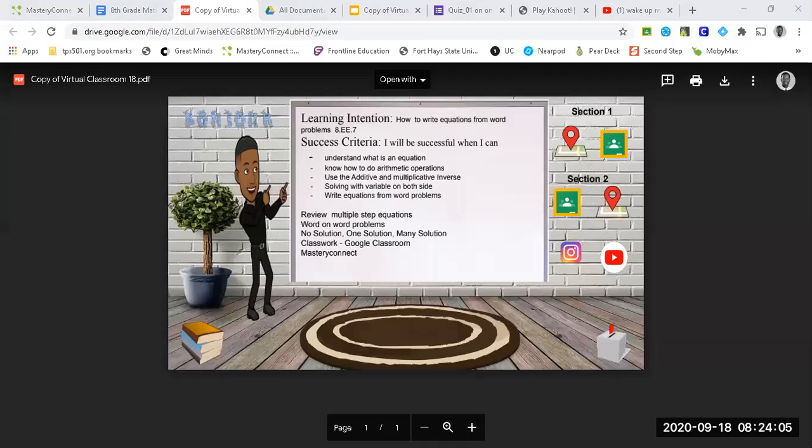All right, we are gonna start. So today, as we've been working on standard 8.EE.7, we are learning how to write equations. But for now, we're gonna look at learning how to write equations from word problems and then solving them. All right, that's a part of it.